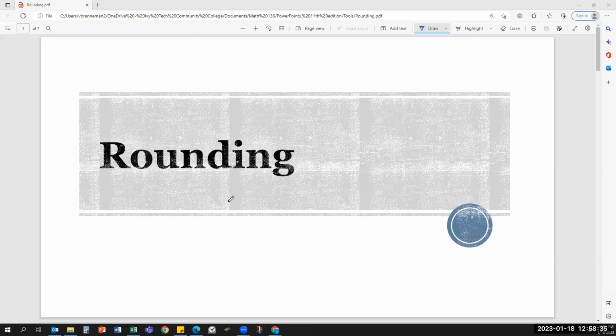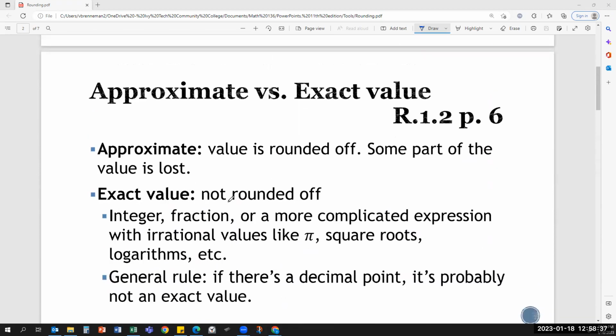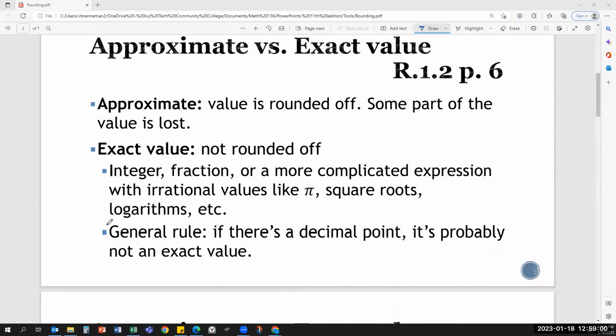Let's talk about rounding. So first, some vocabulary, approximate versus an exact value. So approximate is a value that is rounded off. Some part of the value has been lost. An exact value is not rounded off. It's an integer, a fraction, or some more complicated expression involving irrational values like pi, square roots, logarithms, etc. In general, if there's a decimal point involved, it's probably not an exact value.